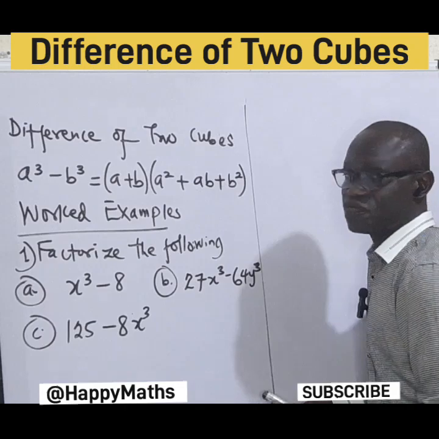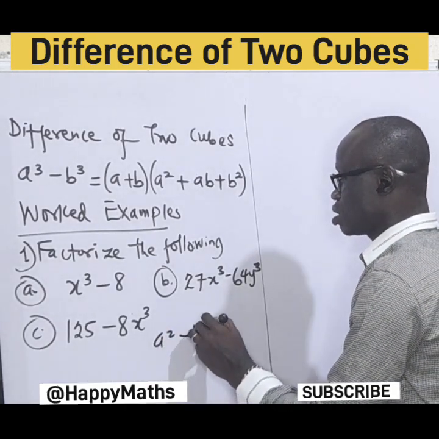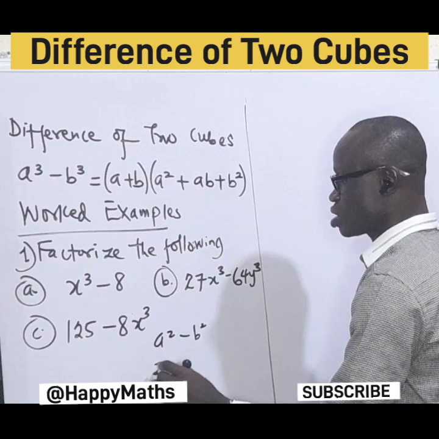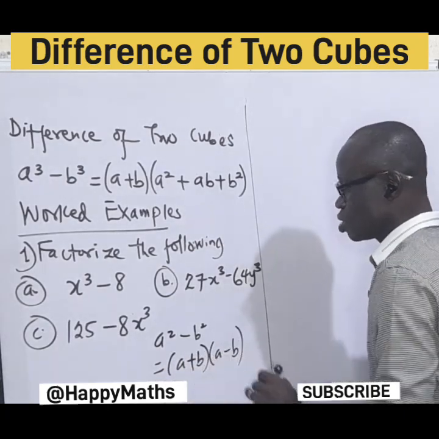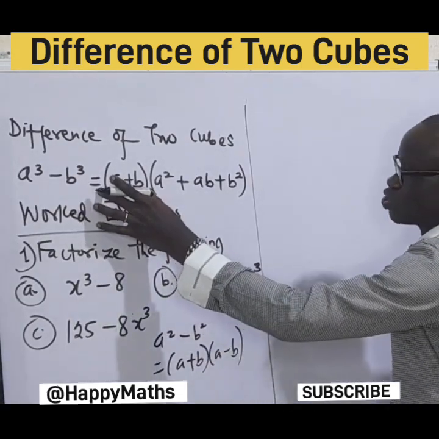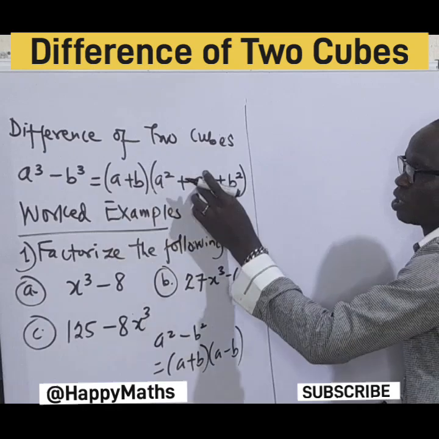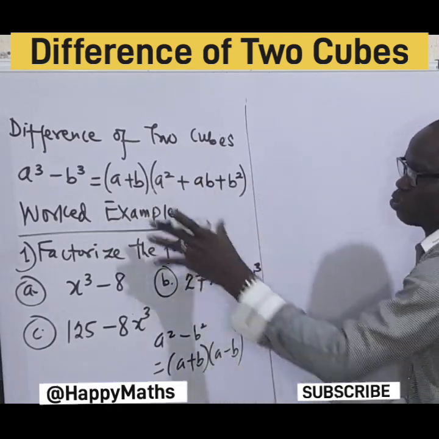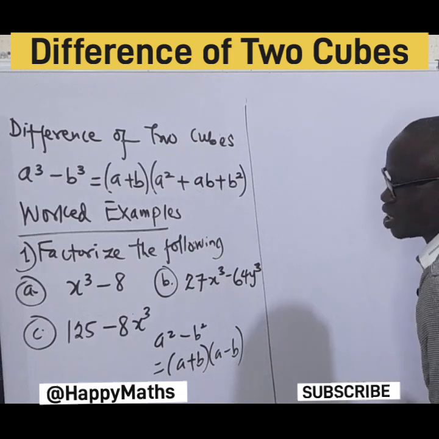Now, recall that difference of 2 squares is a squared minus b squared, which is equal to a plus b, then a minus b. Then for difference of 2 cubes, a cubed minus b cubed equals a minus b, then a squared plus ab, you add, then b squared. Apply this general formula of difference of 2 cubes to solving example 1 and 2.